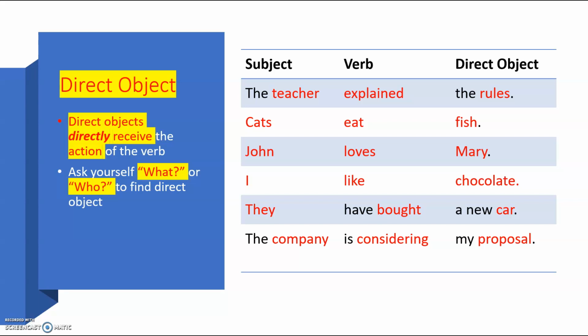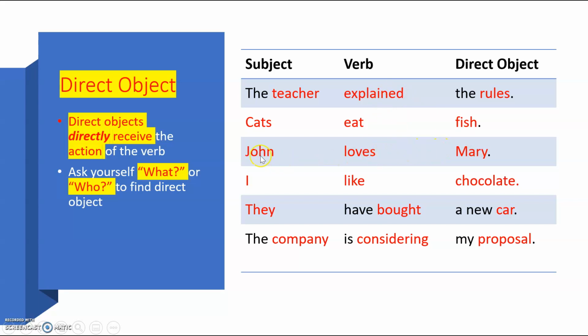Now, a direct object directly receives the action of the verb. So, some examples are: the teacher explained the rules. So you can ask yourself, what did the teacher explain? The rules. Cats eat fish. What do cats eat? Fish. So if you notice, all of these direct objects are receiving the action from the verb.